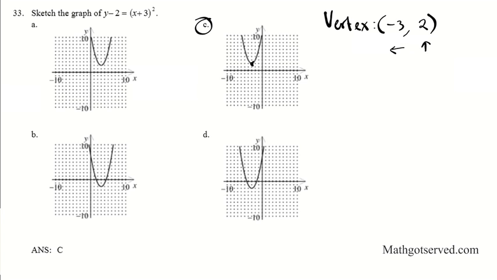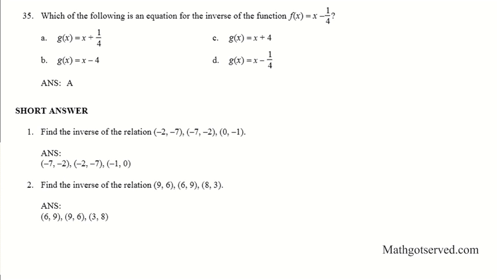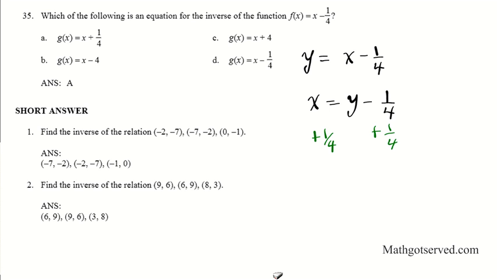All right. Now let's move on to question 35. We're asked to find the inverse of this function. So to find the inverse, I can rewrite this as y. Remember, f of x is y equals x minus 1/4. So first thing I'll do is I'll switch my x and my y. So I have x equals y minus 1/4. And I'll solve for my new y, and that'll be my inverse. So I'll just add 1/4 to both sides. And then I'll have y equals x plus 1/4. And that will be my inverse.